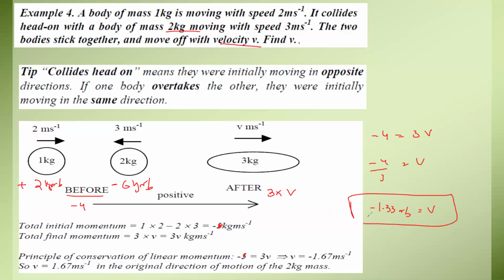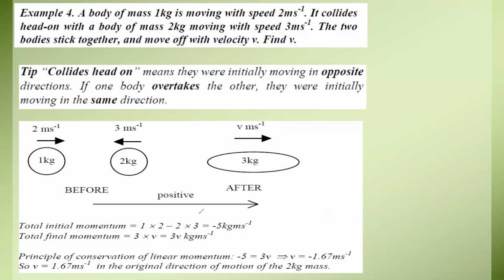But you can see we get a negative answer. So what does it mean? If we get a negative answer, it means the direction which we assumed is not correct. Actually, what happened after the collision is that this object moved towards the left-hand side. Is this one clear? Any doubts in this example?